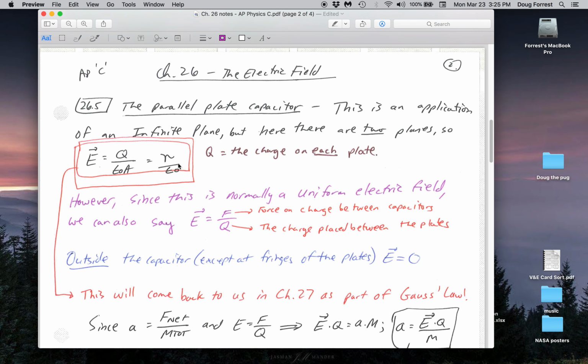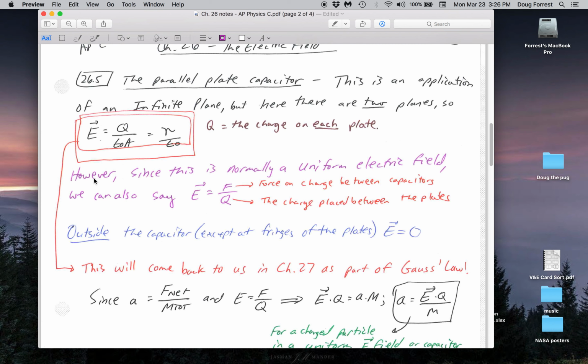So charge density divided by vacuum permittivity. Pretty easy to understand that. And that's inside the plates of a capacitor. Outside the capacitor, except for the fringes, the electric field would be 0 because, again, the net charge is 0. And we normally assume that the plates are very close together compared to your distance from outside.